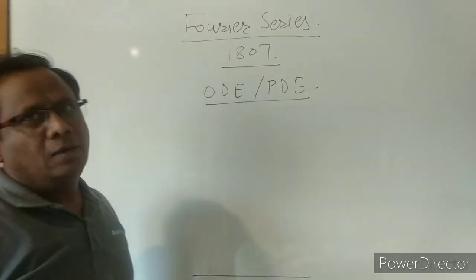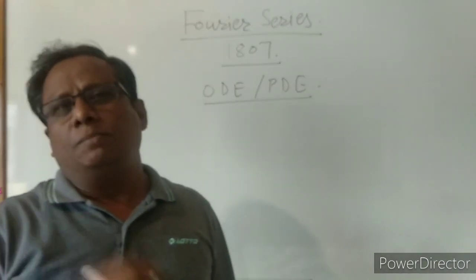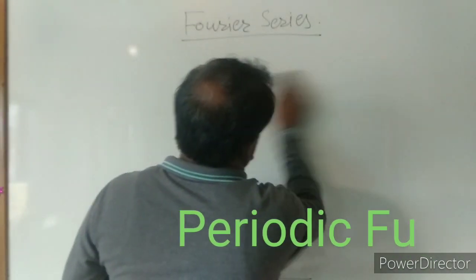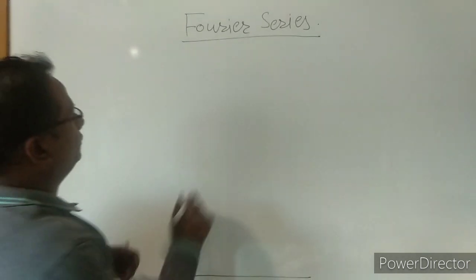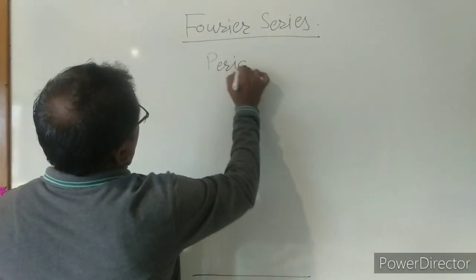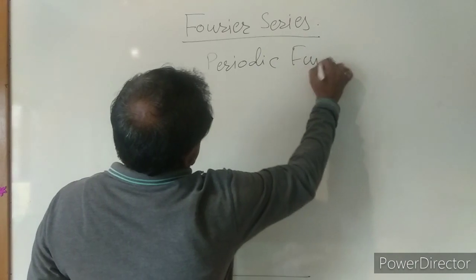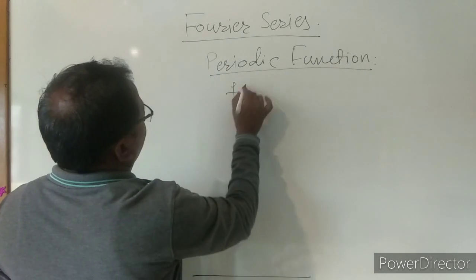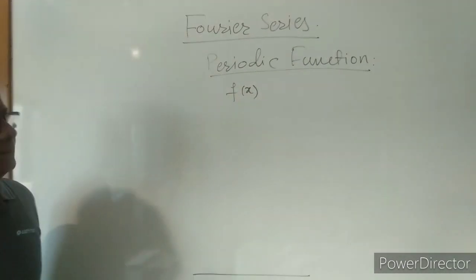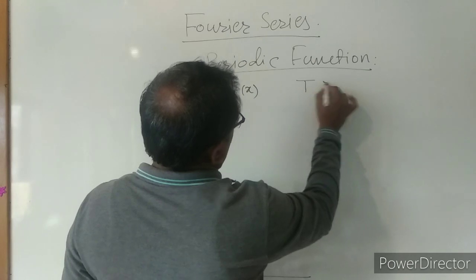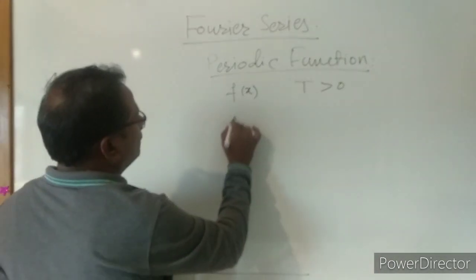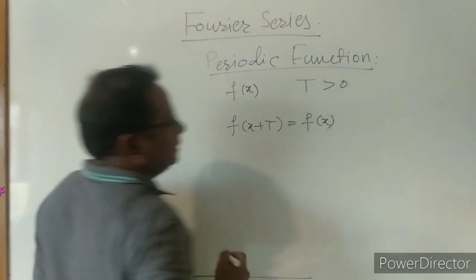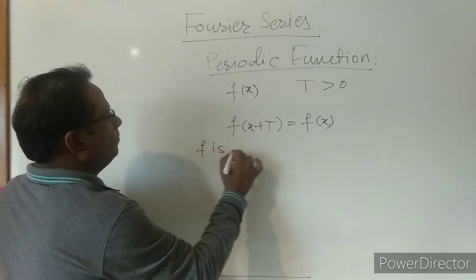So as we know, Fourier series is the series representation of a periodic function. First of all, we will see what a periodic function is. Periodic function: if f of x is a function defined in some interval and T is a positive quantity such that f of x plus T equals f of x, then we say that f is a periodic function.